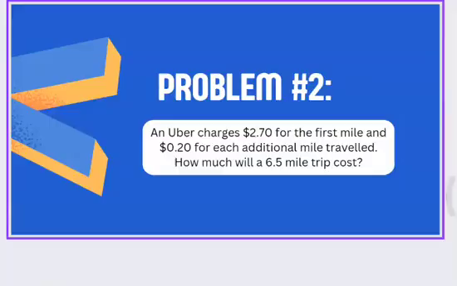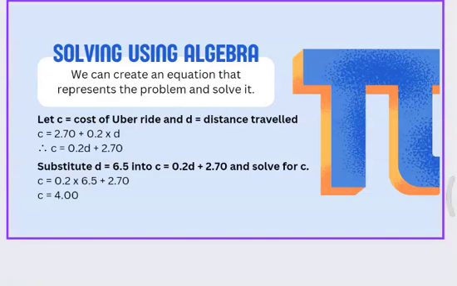Now, solving using algebra. Let C equal the cost of the Uber ride, and D equal the distance traveled. I am using C here because the cost of Uber starts with C and the distance traveled starts with D. You can decide to use any alphabet of your choice. Now C equals 2.70 plus 0.2 times D.